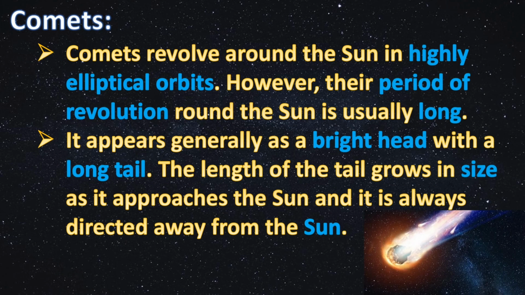Comets. Comets revolve around the Sun in highly elliptical orbits. However, their period of revolution around the Sun is usually long. It appears generally as a bright head with a long tail. The length of the tail grows as it approaches the Sun and it is always directed away from the Sun.